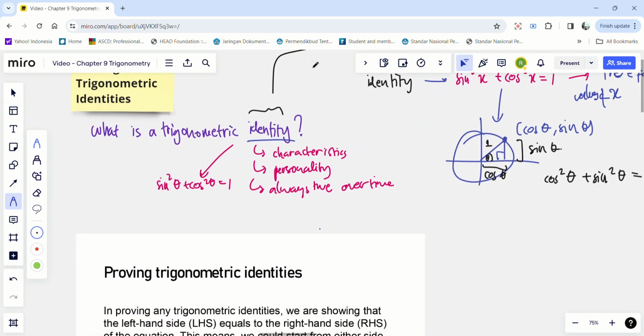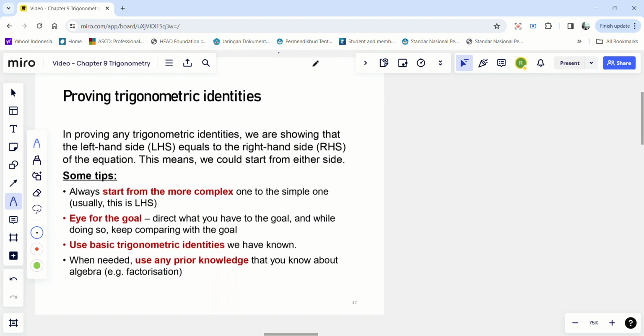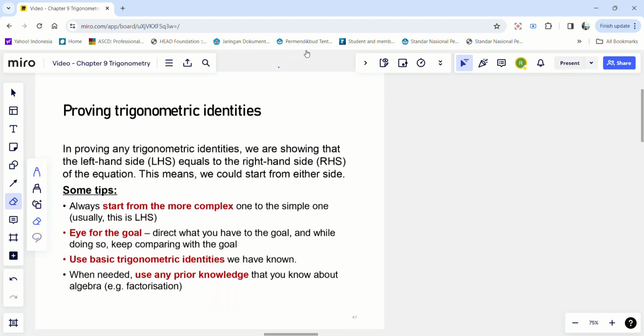So in the context of proving trigonometric identities, basically what we will be doing is that we want to relate or connect various identities, various characteristics of trigonometry. So later you will see an example of what I'm trying to say.